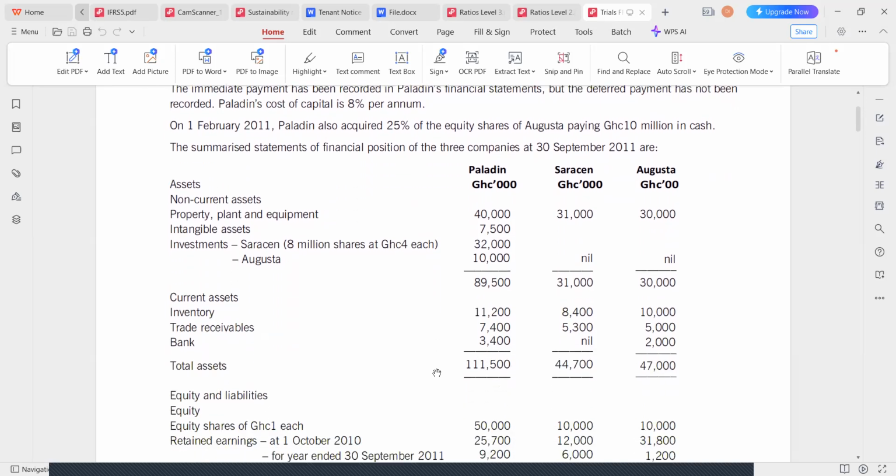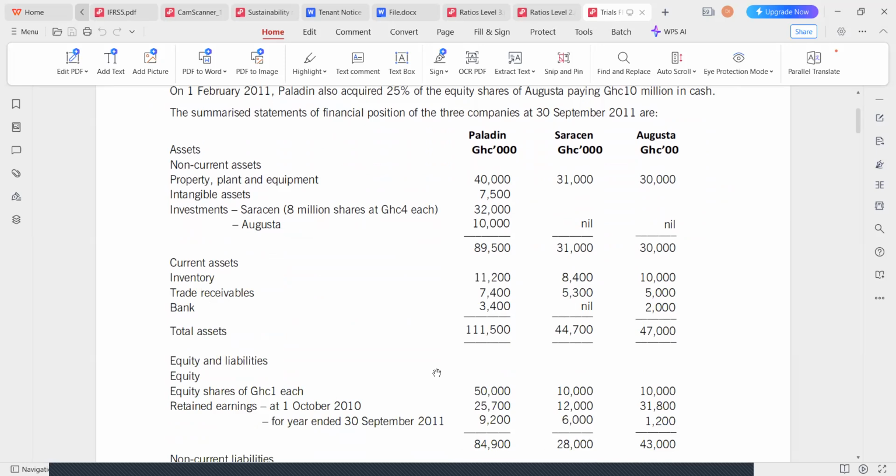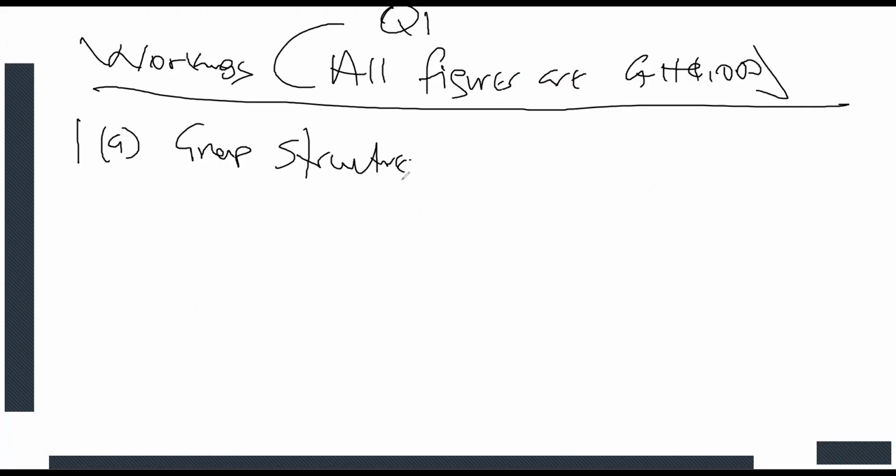Go to the equity side. How many shares do you think Saracen has? He has 10,000 shares. Good, so that will be 10 million. And out of that, Paladin acquired 8 million. Good. So 8 over 10 times, write the parent's name here.